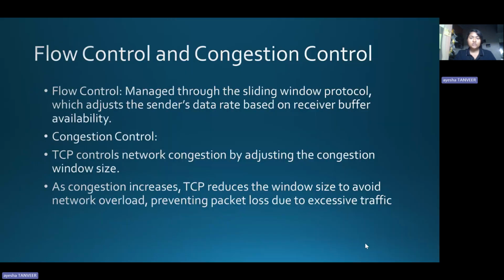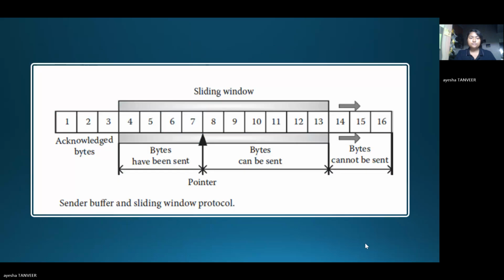Flow control and congestion control. Flow control: managed through the sliding window protocol, which adjusts the sender's data rate based on the receiver's buffer availability. Congestion control: TCP controls network congestion by adjusting the congestion window size. As congestion increases, TCP reduces the window size to avoid network overload, preventing packet loss due to excessive traffic. This is the sender buffer and sliding window protocol.